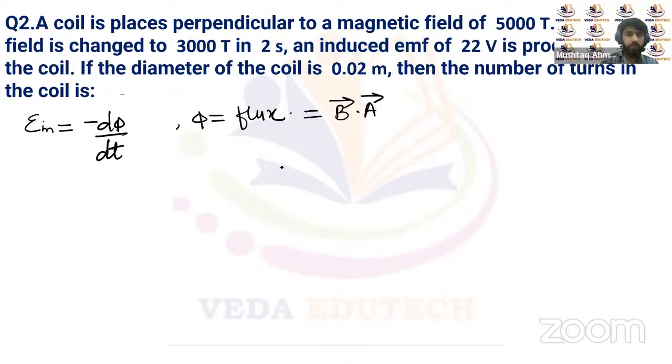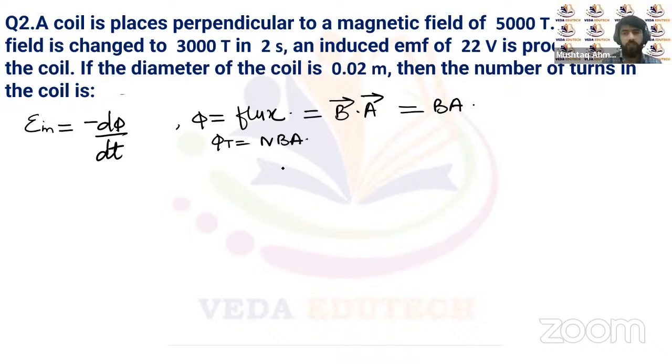Since the coil is placed perpendicular to the magnetic field, it means that the area vector will be along the direction of the magnetic field vector. It means that we can write this flux as B multiplied by A only. Since the question asks about the number of turns in the coil, there must be some N number of turns in this coil. So the total flux will be NBA, where N is the total number of turns in this coil.